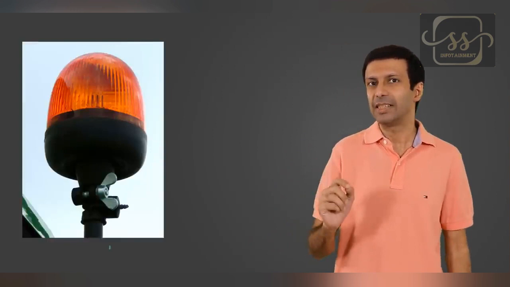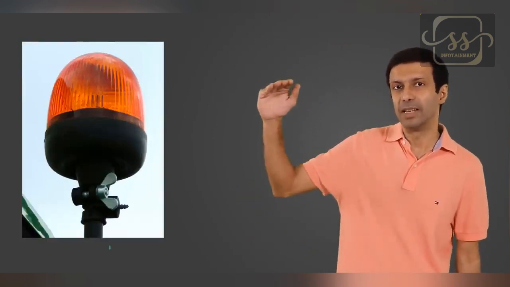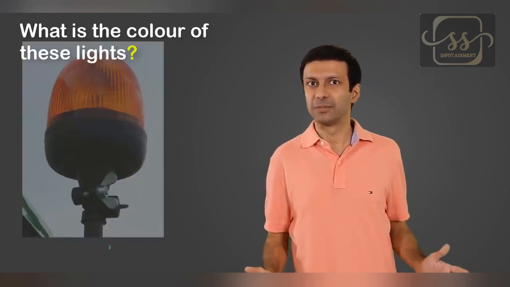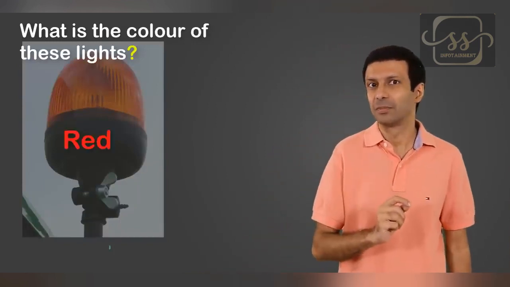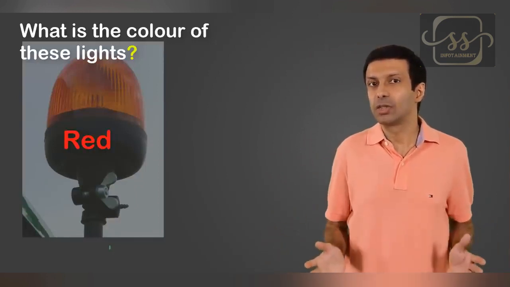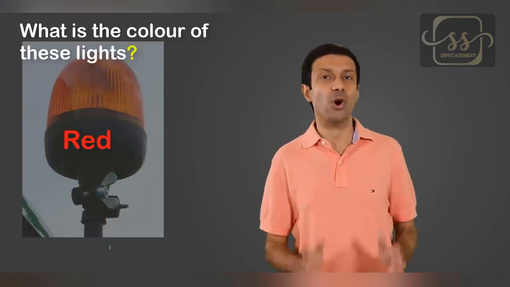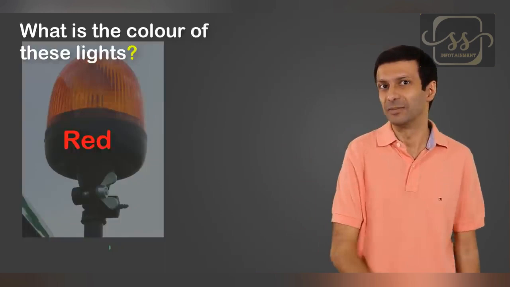Now let's talk about danger signal lights. Have you seen these lights at the end of aeroplanes or on the top of a tall building so that the planes know that there's a tall building here? What is the color of these lights? That's right, they're always red in color. Why? Is it because red is the color of danger or caution? No. Let's discuss the physics behind the choice of color here.